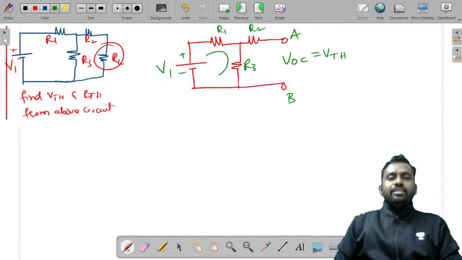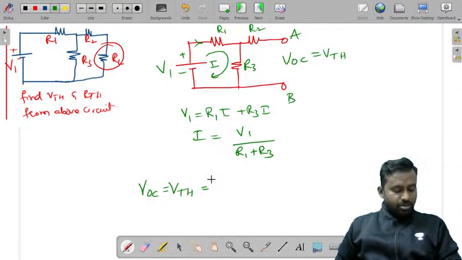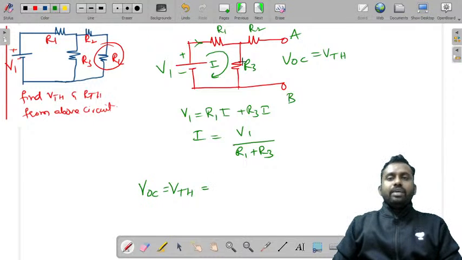And how do you find that? This loop is closed and this is open, so the current that is flowing will only flow through this loop. So you can write V1 is equal to, let us take this current as I, R1 into I plus R3 into I. From this expression you can find I as V1 by R1 plus R3. Now what is VOC, or Thevenin's voltage? It is the voltage across these two terminals, but because the current in R2 is 0, the drop across R2 will be 0. Therefore, VOC is the voltage drop across R3.